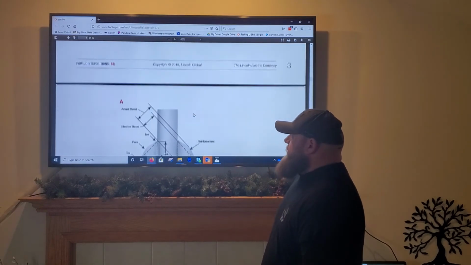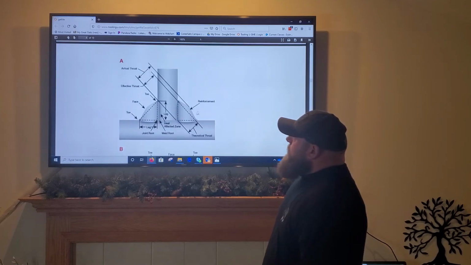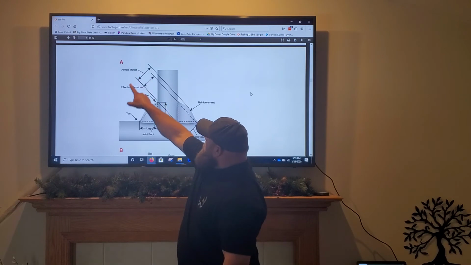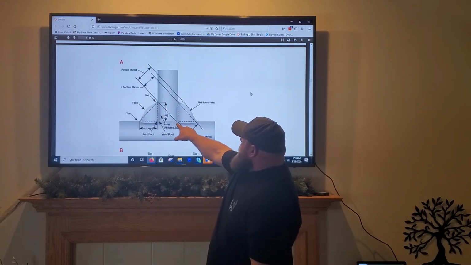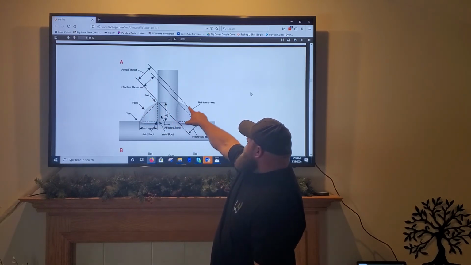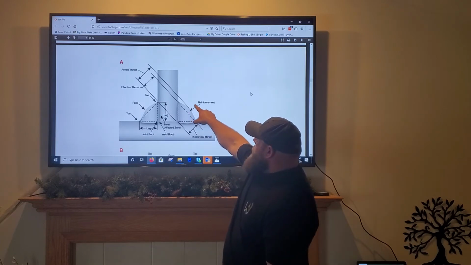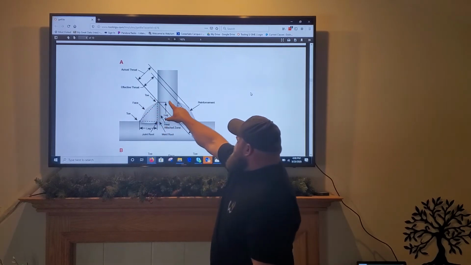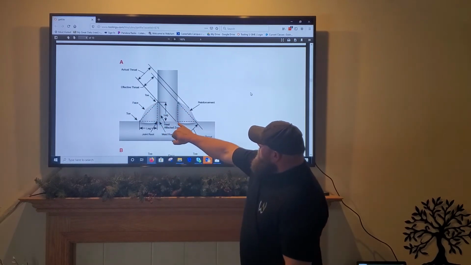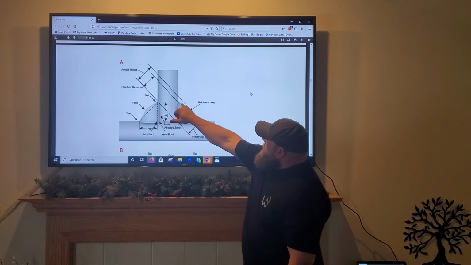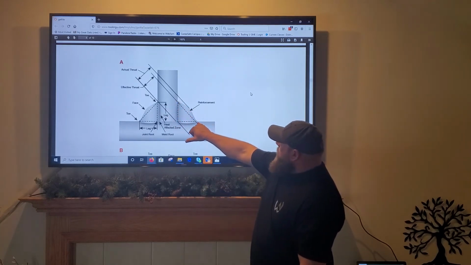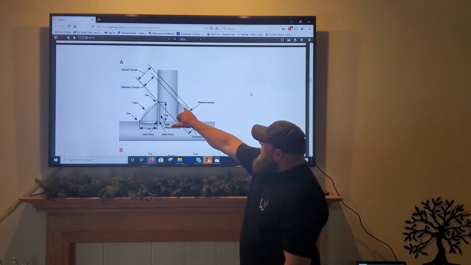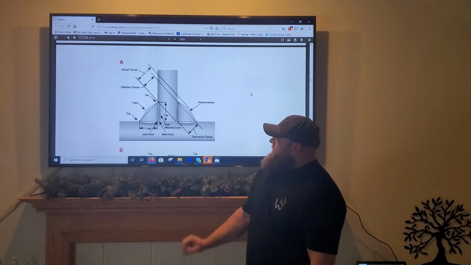So we're going to take a quick look at these diagrams here. Here we're looking at a T-joint, and we can see the actual throat is the distance from the root to the outside of the face, or the outermost portion of the reinforcement. The effective throat is from the root, and if you draw a line straight across from the toes of the weld, this toe here to that toe, from that line to the root would be the effective throat.